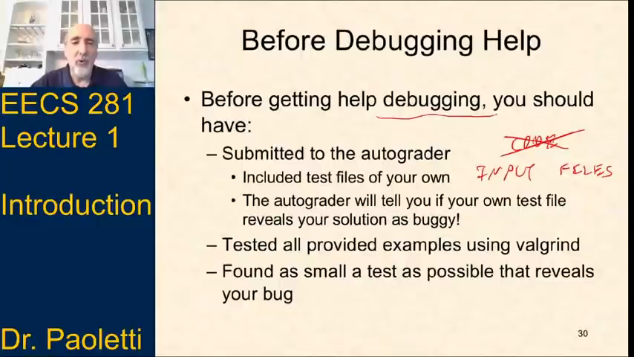The other thing you should do before you ask for debugging help in office hours is run everything that we gave you, and run it using Valgrind. We'll show you in lab 1 or 2 how to use Valgrind. Try to find a test that's as small as possible that reveals your bug. It doesn't help much when you come to us and say, hey, you know that 10,000 line input file that you gave us? Yeah, I get that one wrong. Tell me why. That's hard to debug for both us and you. You want to make a smaller test file that you get the wrong answer on.